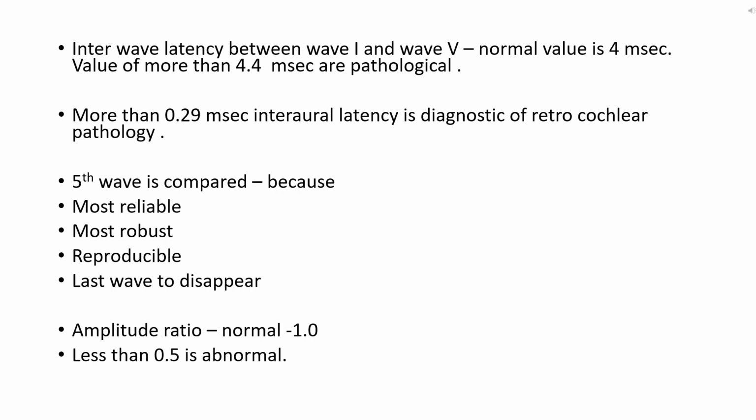Now coming to the point that we have previously discussed, why the fifth wave is very important to study. It is very important because it is the most reliable, most robust wave. It is very easily reproducible, and it is the last wave to disappear from the whole test. So that is why it is very important. Also, what is the normal amplitude ratio of the wave? The normal ratio is 1. If the amplitude ratio is less than 0.5, then it becomes abnormal.